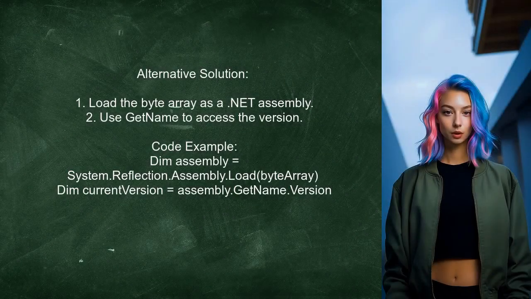An alternative approach shared by a user involves loading the byte array as a .NET assembly. They suggest using the assembly's getName method to retrieve the current version directly from the loaded assembly.